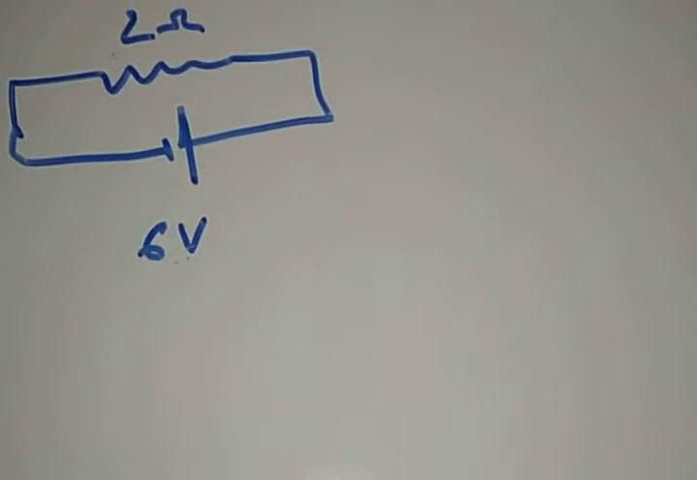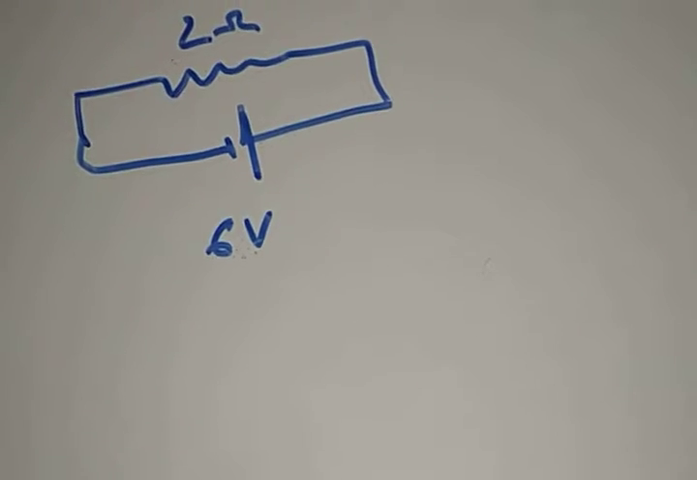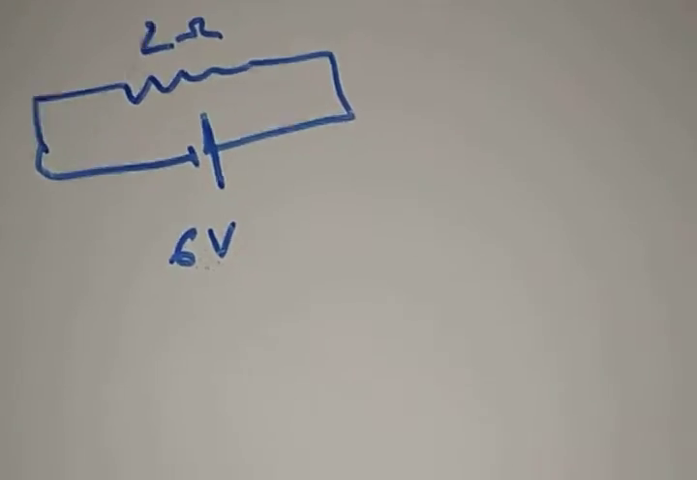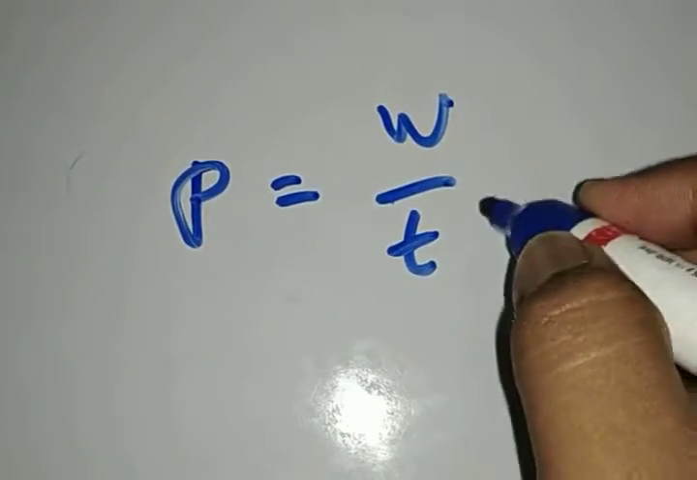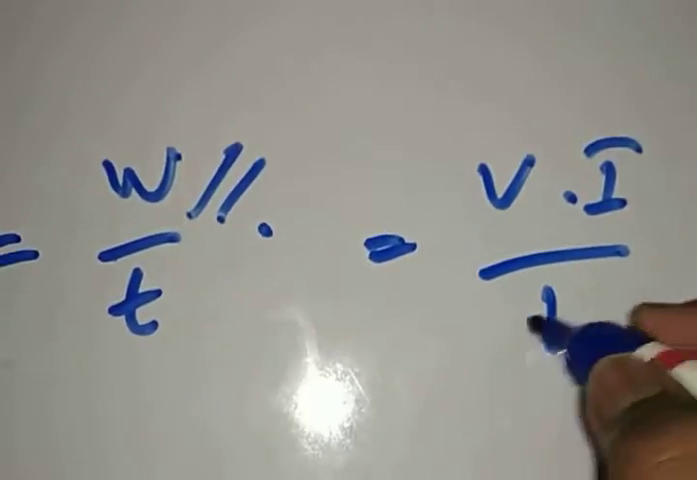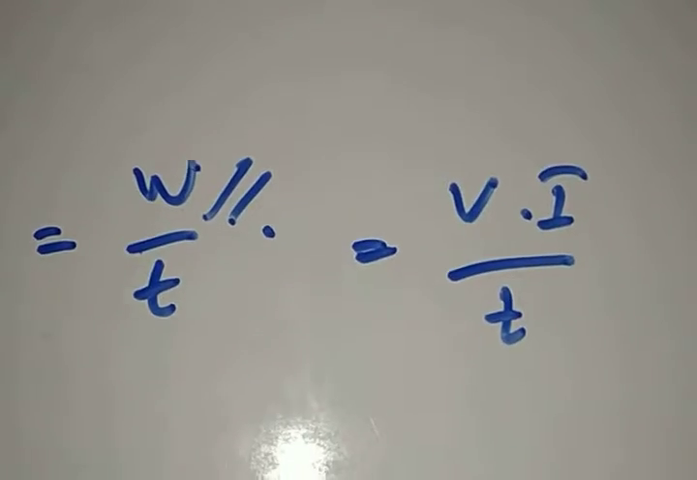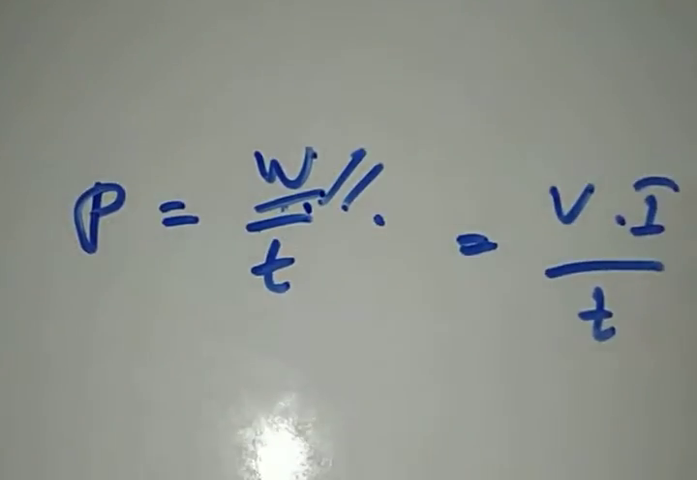Now, what is the power of an appliance? Power of an appliance is the energy dissipated by a resistor per unit time. So we have power is equal to work done by time. This work done is also voltage into current by time, VI by T. Am I saying it correctly? No, I'm not saying it correctly. It's work done. So it is wrong.